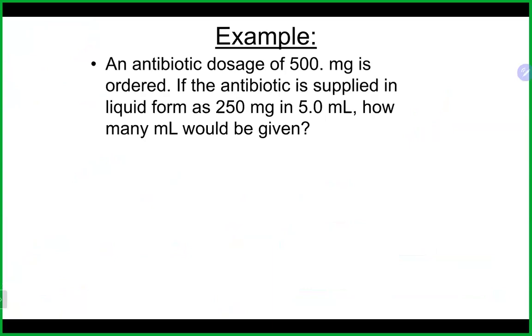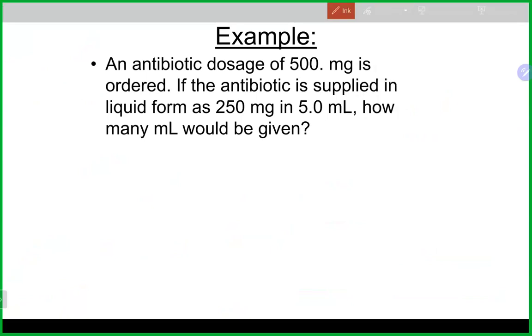All right, let's try a few more here. An antibiotic dose of 500 milligrams is ordered. If the antibiotic is supplied in liquid form, 250 milligrams in 5 milliliters, how many milliliters would be given? So take a moment and see what you come up with here.